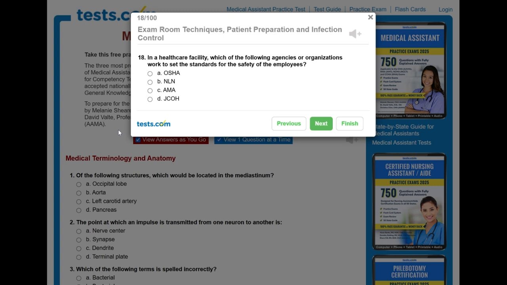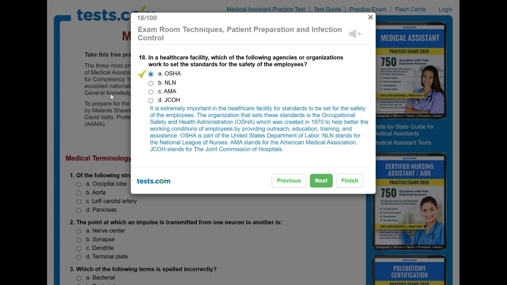Question 18. In a healthcare facility, which of the following agencies or organizations work to set the standards for the safety of the employees? A. OSHA. B. NLN. C. AMA. D. JCOH.